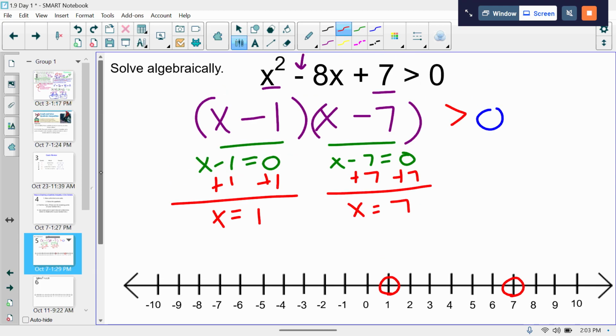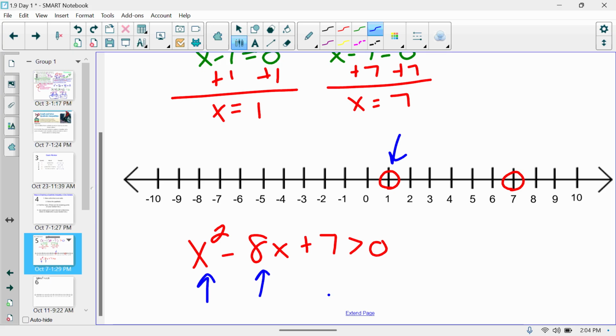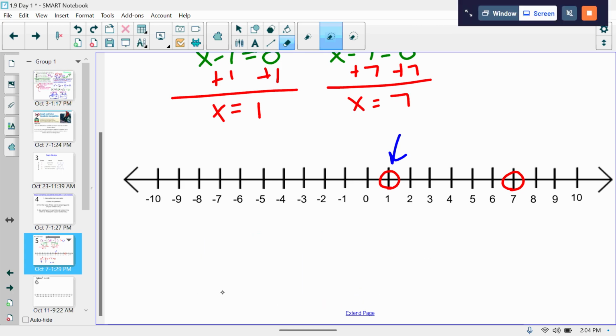Now, I'm going to rewrite our inequality down here. X squared minus 8x plus 7 is greater than 0. So I want you to just listen for a minute. Put your pencils down. If I were to take 1 itself and fill this in and do the math, I would end up getting something that said 0 is greater than 0. No, it isn't. That's not true. That's why I'm not going to fill in 1, because it's not a solution. It doesn't work. Same thing with 7, okay?